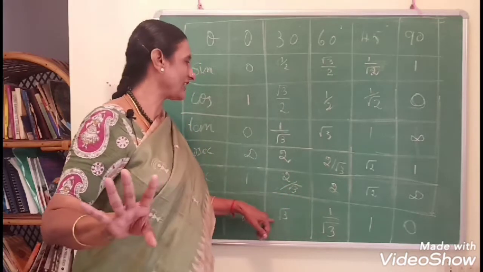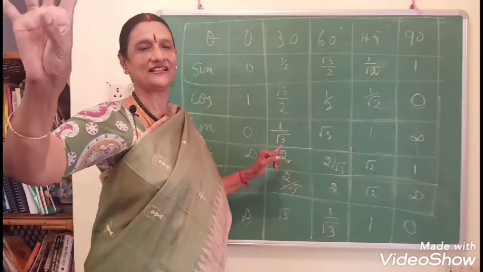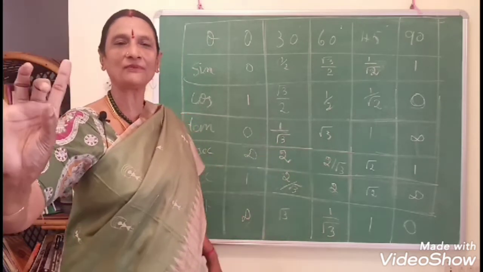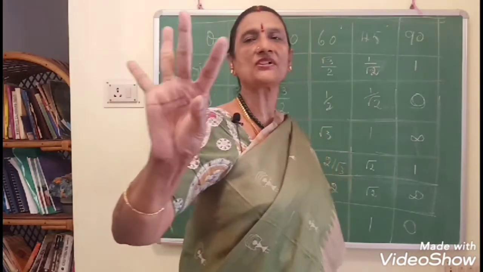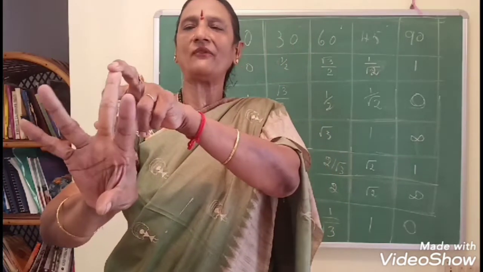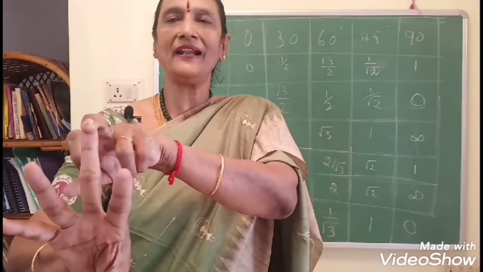And what is cot 30? It is the reciprocal of 1 by root 3. So 30 degrees is over. Now come to the next value, 45. All of you should only fix 45 degrees values for the middle finger.